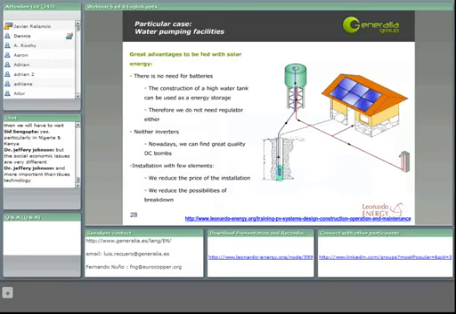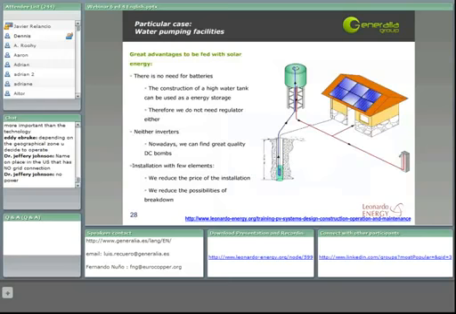Here you have an example of a project for water pumping, because it has great advantages to be fed with solar energy. Why? Because there is no need for batteries, no need for inverters, and no need for regulators. Nowadays there exist water pumps that can work with direct current, and also we don't need batteries because we can store the energy in a water tank in height.